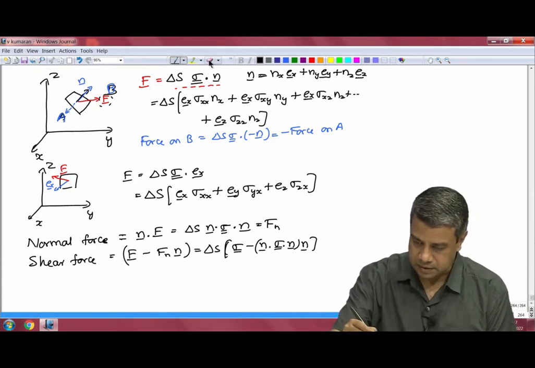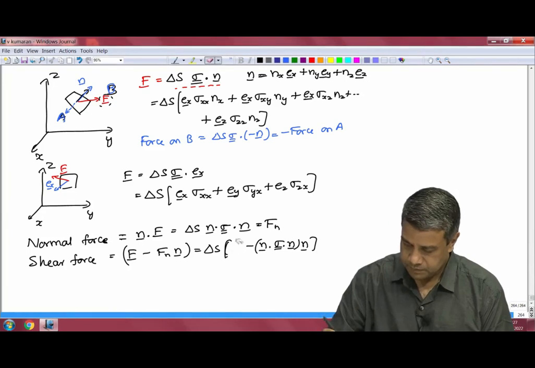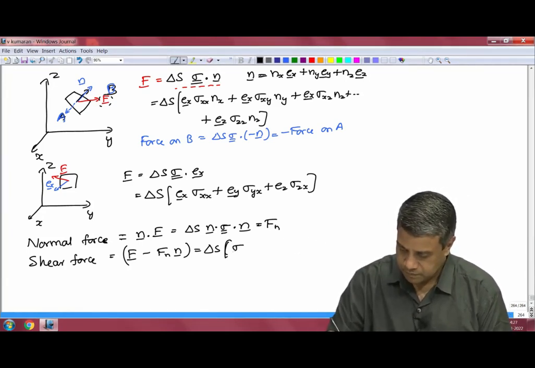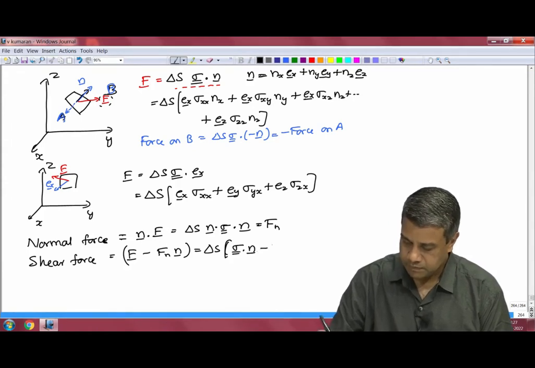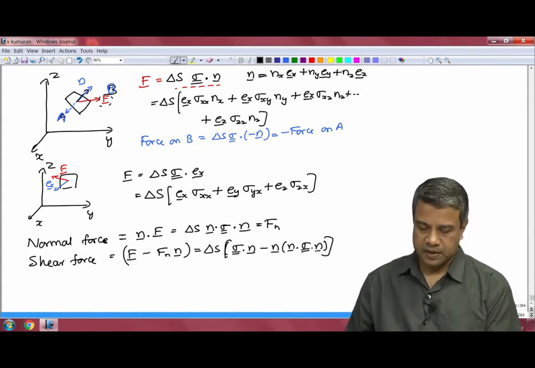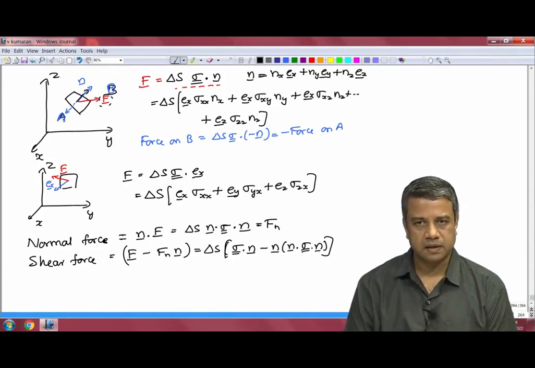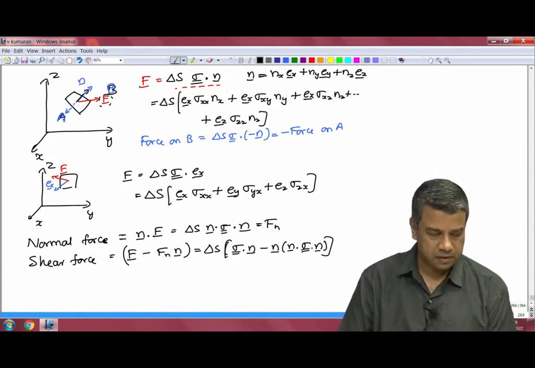I'm sorry, I should write the sigma dot n here. So, that would be the force that acts parallel to the surface, with unit normal n.